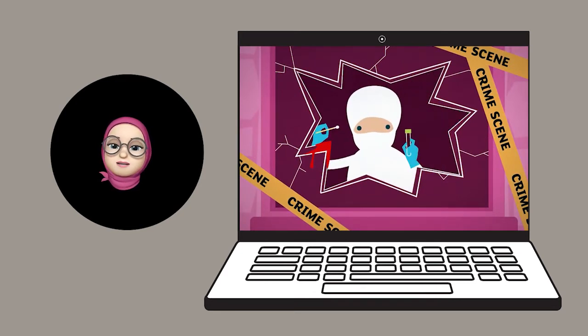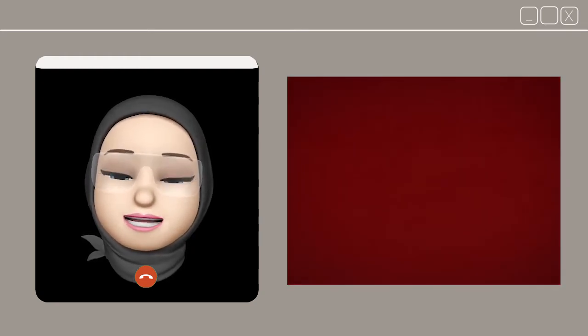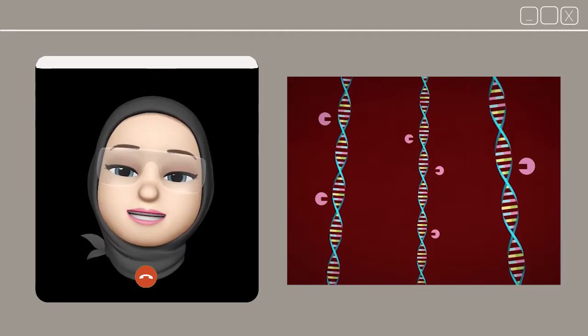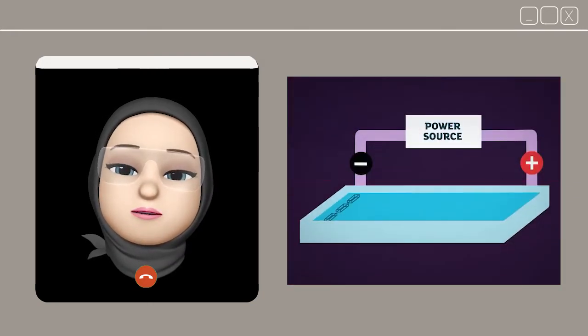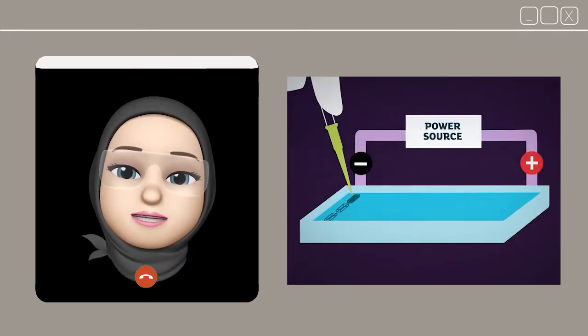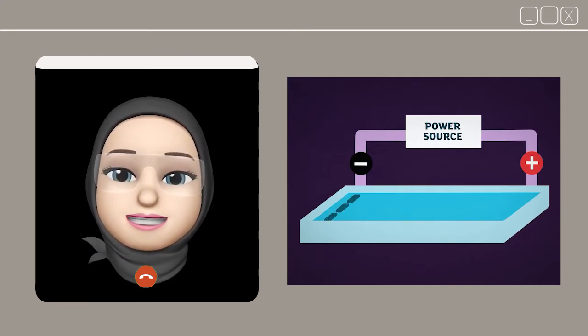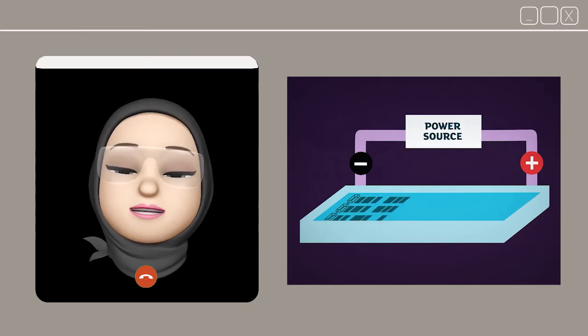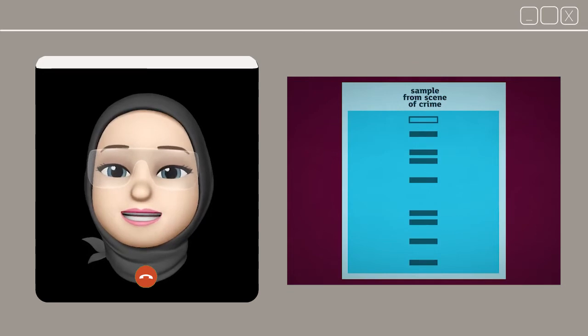Samples of blood, hair, or skin can be collected from a crime scene. Forensic scientists investigate the samples in a lab. First, they extract DNA from the cells. They use enzymes to cut the DNA into shorter fragments. The fragments are placed into a well in a gel. They are separated using an electric current. Different size fragments travel different distances in the gel. The smallest fragments travel the farthest. A pattern of bands is produced.